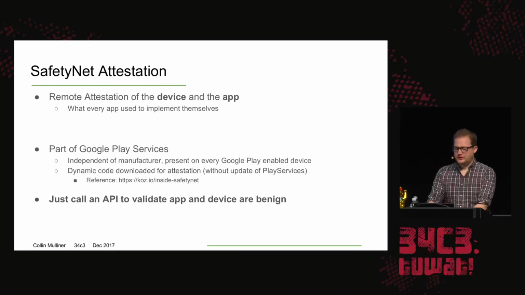So what is actually the attestation part? It's really the attestation of the device and the specific app that called the API. That's basically all of the things people use to implement themselves. And as I said, it's part of the Google Play services. And basically, you just call an API and validate that your app and the device of the user was not modified.